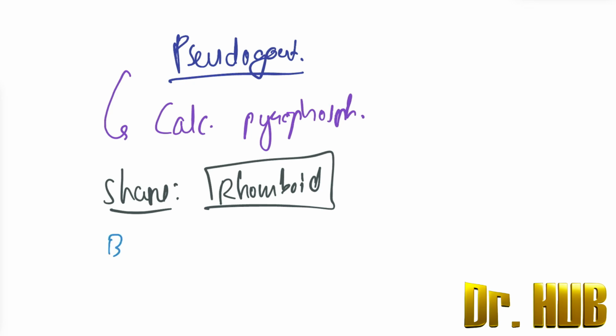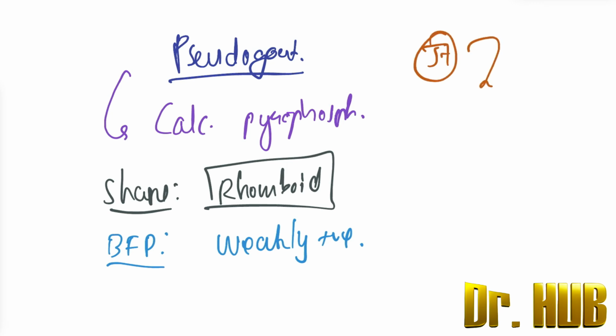Next is the birefringence pattern. It is weakly positive. Next is the most commonly affected joint. The most commonly affected joint in pseudogout will be the knee. Then what are the X-ray findings? If you look at the X-ray, it is chondrocalcinosis which is seen.